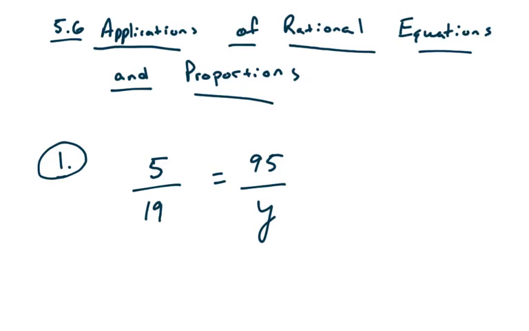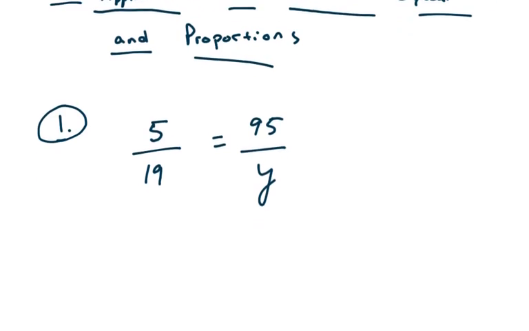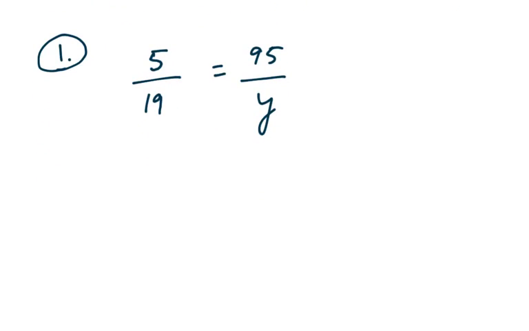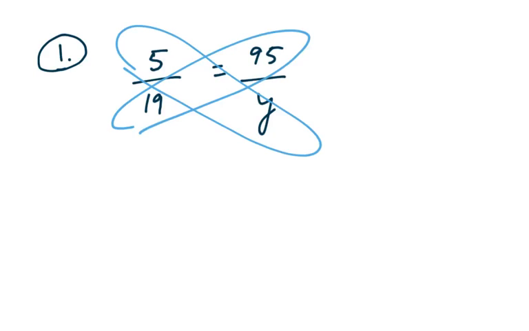Alright guys, welcome to Math 0314, section 5.6, application of rational equations and proportions. And so, what we're going to talk about today, first off, are proportions, and what I want to do is first illustrate the common method of doing this, and then illustrate why this method works. So the common method for doing this is that we do something called cross multiplication.